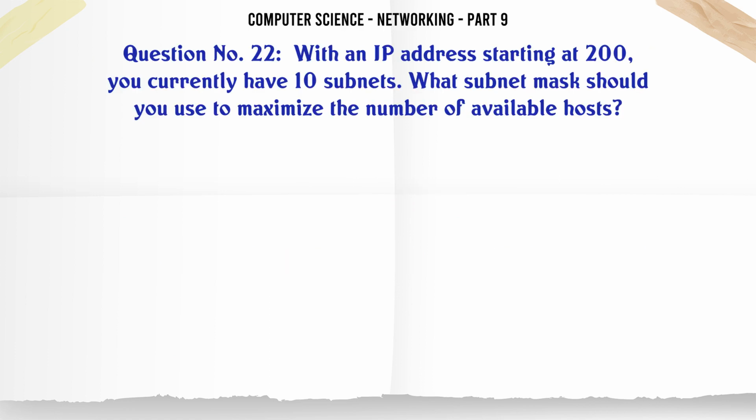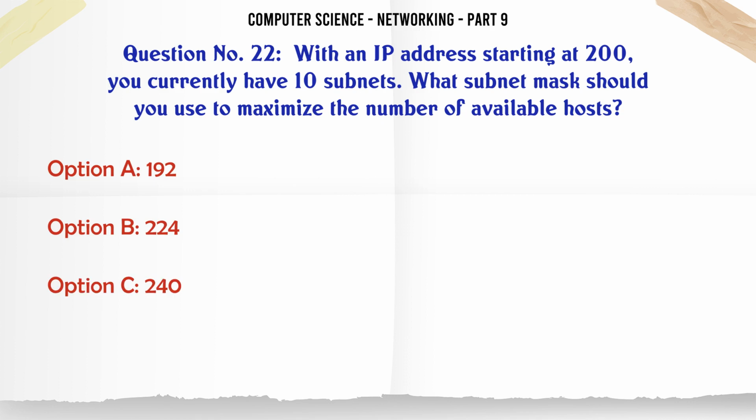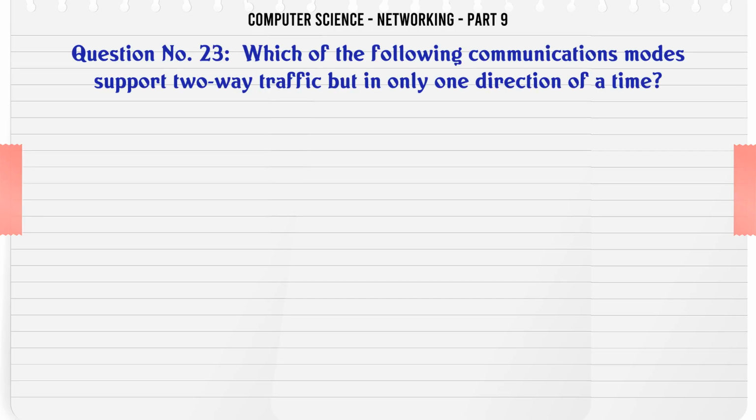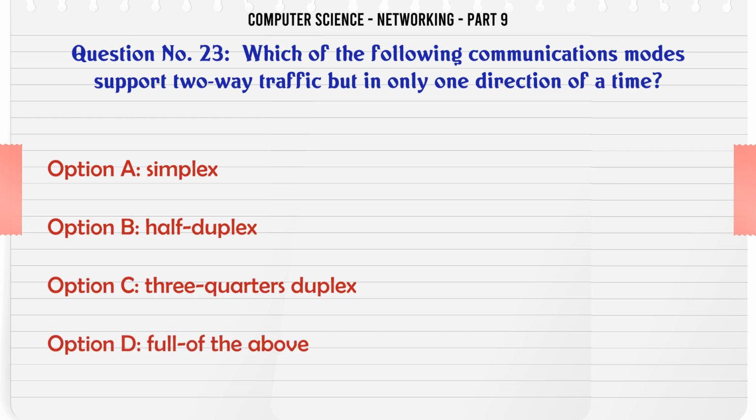With an IP address starting at 200, you currently have 10 subnets. What subnet mask should you use to maximize the number of available hosts? A. 192. B. 224. C. 240. D. 248. The correct answer is 240.